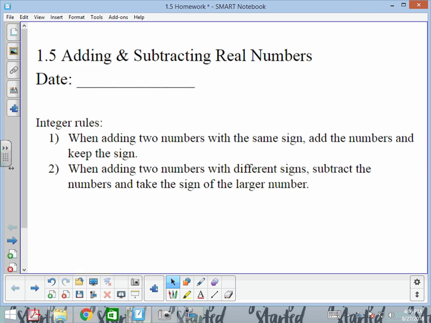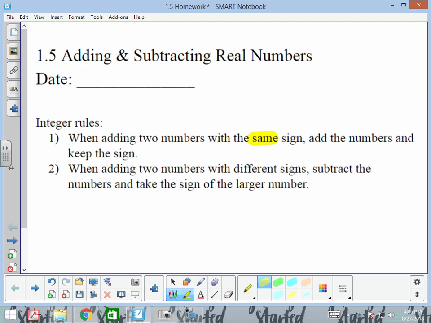This is 1.5 examples for your notes and for your homework. In this video, we're going to look at reviewing adding and subtracting integer rules, and also adding and subtracting fractions and decimals. So when adding two numbers with the same sign, add the numbers and keep the sign.